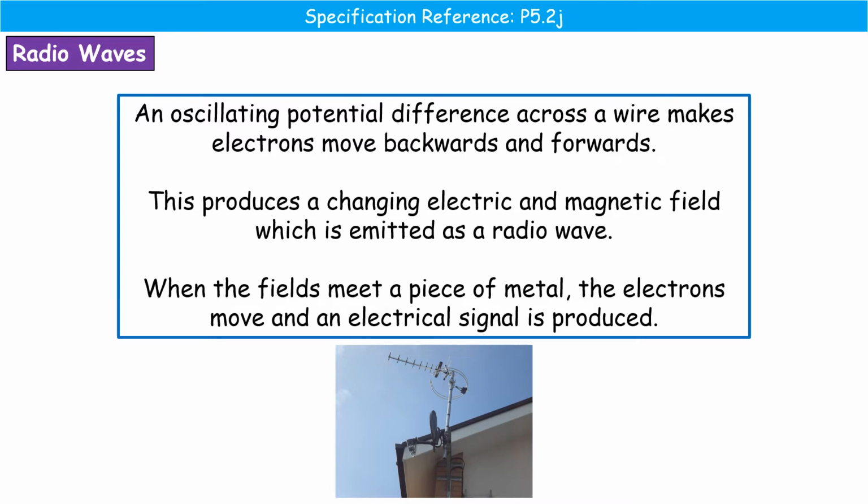When that radio wave actually meets a piece of metal, i.e. your receiver stuck on your house like the aerial there, the electrons in the metal are going to start to move, and as a result we then have an electrical signal produced. That then travels down the wires to whatever device decodes said signal. So oscillating potential difference across a wire makes the electrons move backwards and forwards. That produces the changing electric and magnetic field, which is the radio wave. As that radio wave meets a piece of metal, electrons in the metal move and the electrical signal is produced.